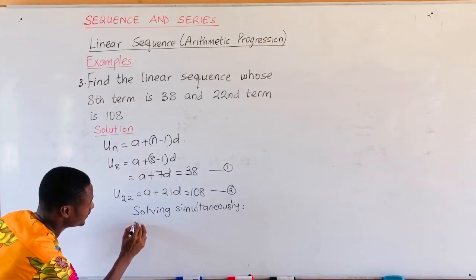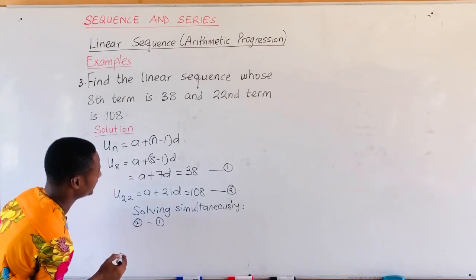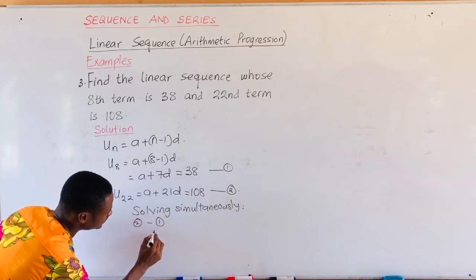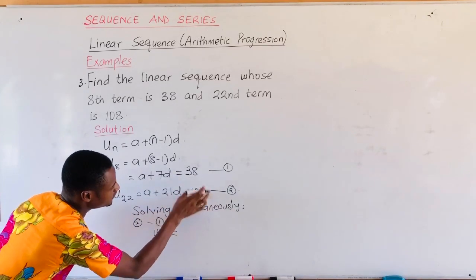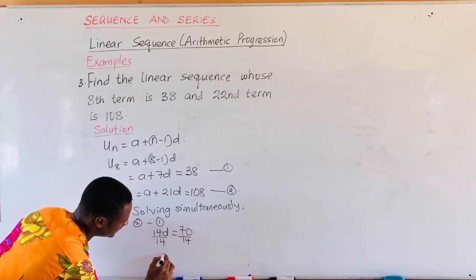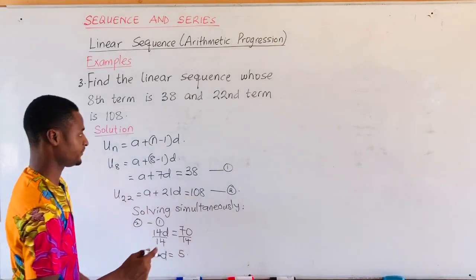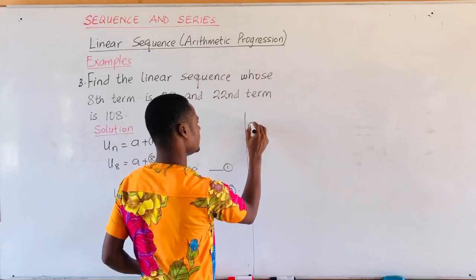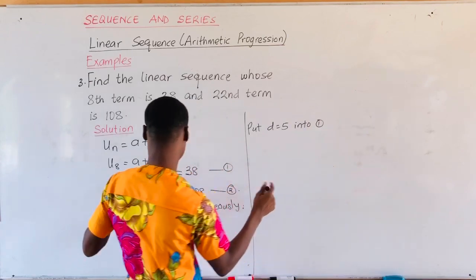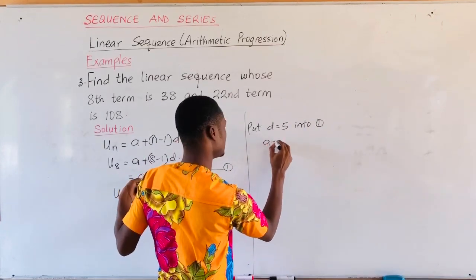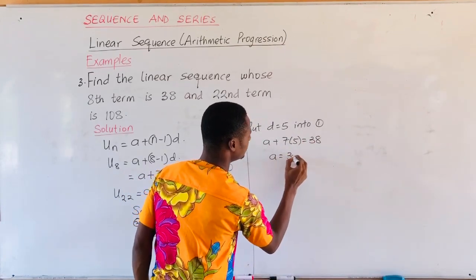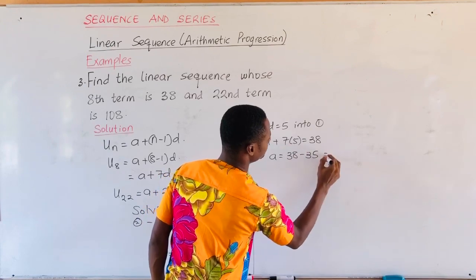You have equation 2 minus equation 1. And that will give us a minus a as 0. 21d minus 7d will give us 14d. That's equal to 108 minus 38, which is 70. So we divide through by 14, and then d is equal to 5. Then we will put d equal to 5 into any of our equations. Let's put in equation 1, and we will have a plus 7 times 5 is equal to 38. So a is equal to 38 minus 35, which will give us 3.